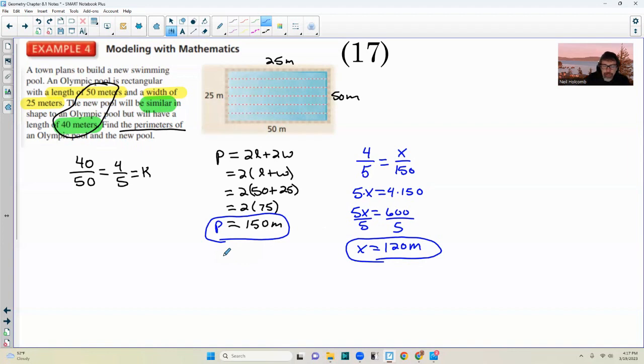Okay, and that's it. So now that you've done that, and this is also the key here, the ratio is 4/5. So now that we've done this, you should now be able to do problem number 17 in the exercises.